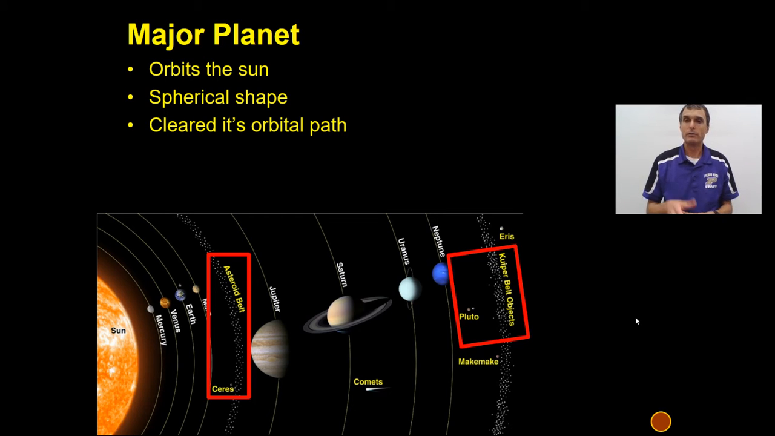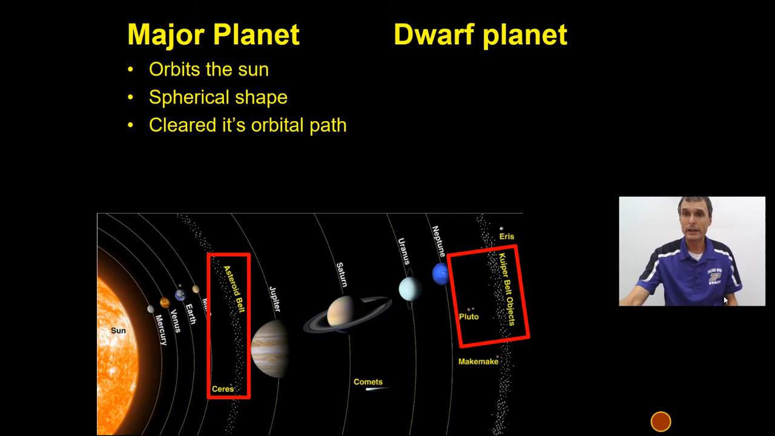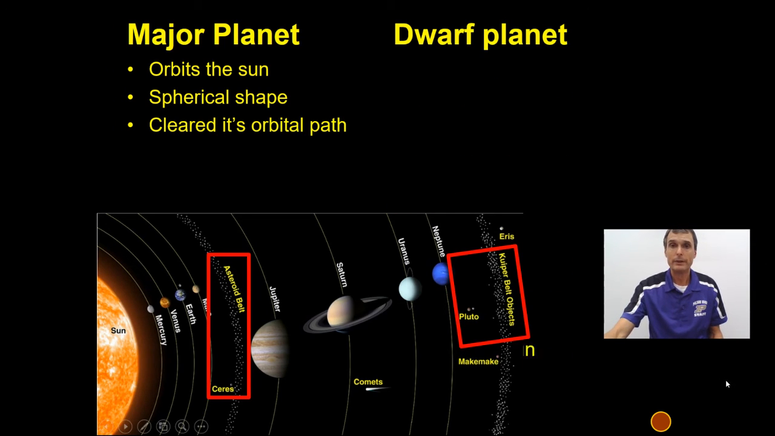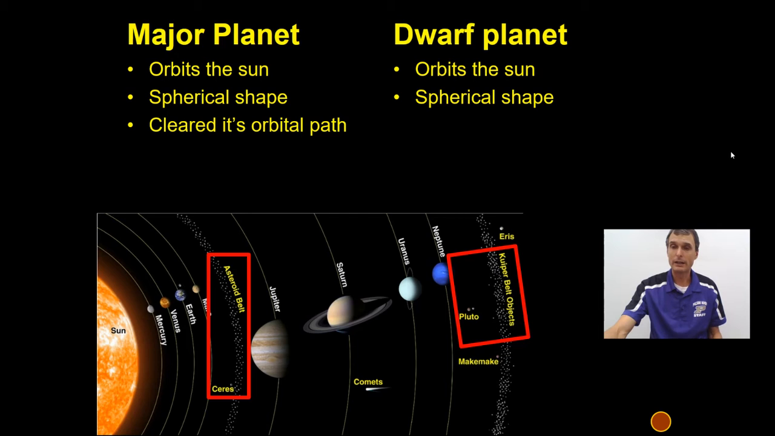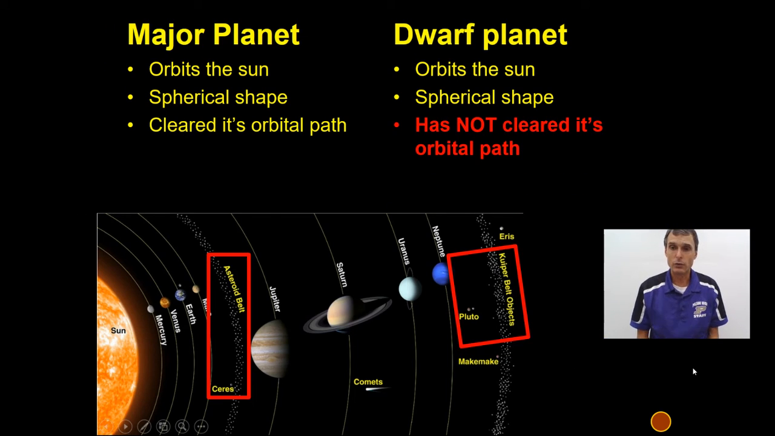else is there. So if you look at this, there's two red boxes in our solar system. One is in the asteroid belt and one is this area called the Kuiper belt. And if you have an object in there, it's not a major planet because there's a bunch of junk there, right? So what exactly makes it a dwarf planet then? Well, here you go. It's still going to orbit the sun. It's still going to be spherical in shape. So if it's those two things, that's okay. It's not a dwarf planet yet. But this is the big one. It has not cleared its orbital path.